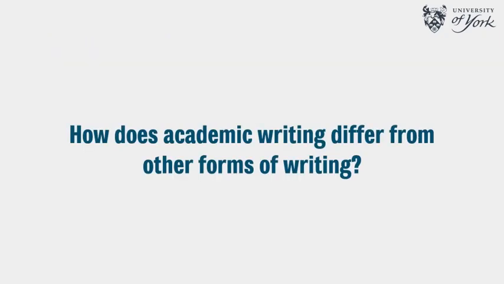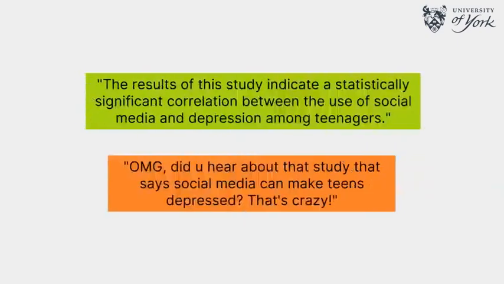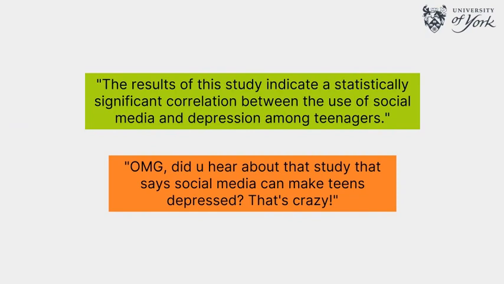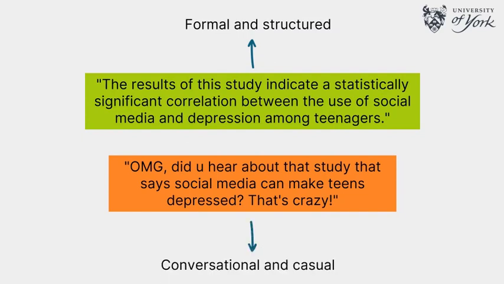So, how does academic writing differ from other forms of writing? On the screen are two examples of writing. Feel free to pause the video and have a read. What differences can you spot between these two? Both convey the same information, but the tone, style, and structure differ. The top sentence is more formal and structured, while the one below is informal, conversational, and casual. So if you haven't guessed, the top sentence is an excellent example of academic writing.